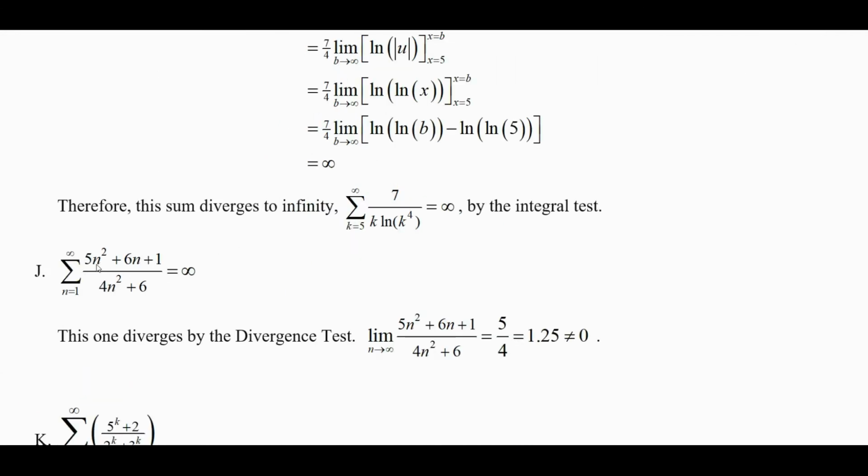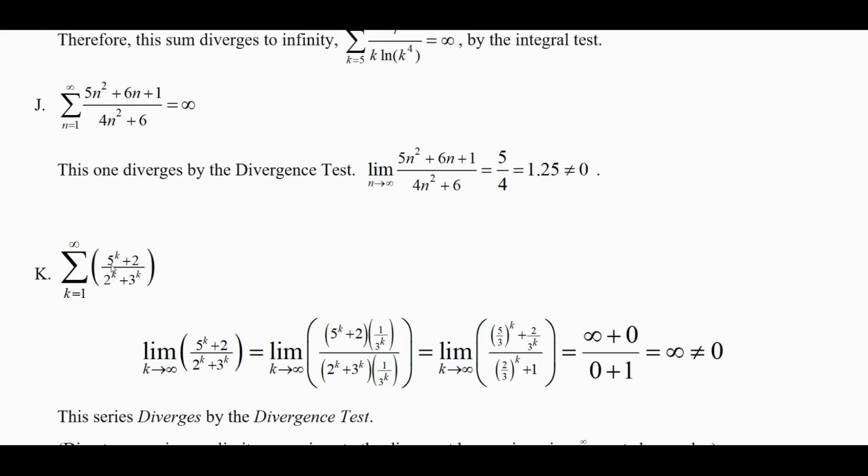All right, let's look at the next one. 5n squared plus 6n plus 1 over 4n squared plus 6, sum from n equals 1 to infinity. Notice, first of all, this is defined there. In fact, it's defined everywhere for any real number n, but certainly for all natural numbers n. And I'm going to claim that that diverges to infinity. You could do it just by the divergence test here. If you take the limit as n goes to infinity, this thing approaches 5/4 or 1.25. It's not 0, so the divergence test tells us that it diverges. And of course, we know it diverges to infinity because we're just adding up infinitely many positive things.